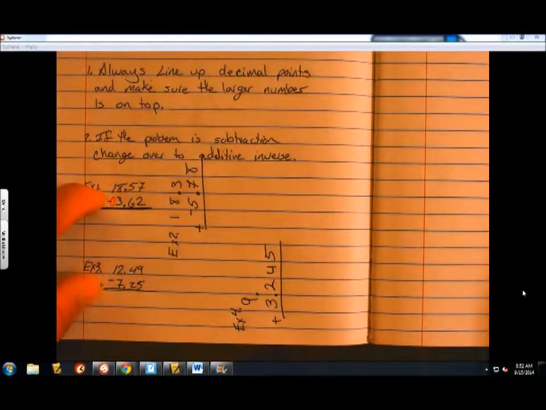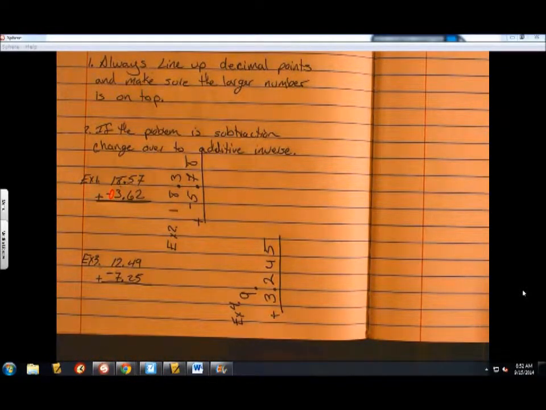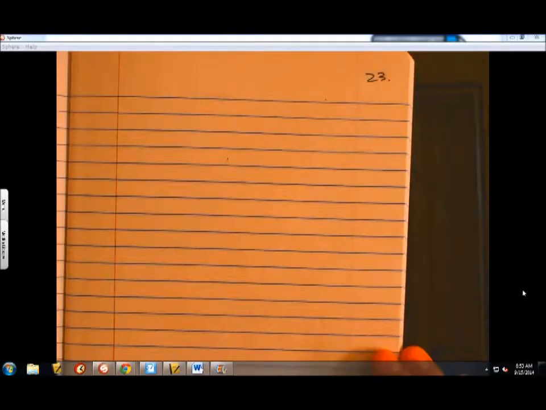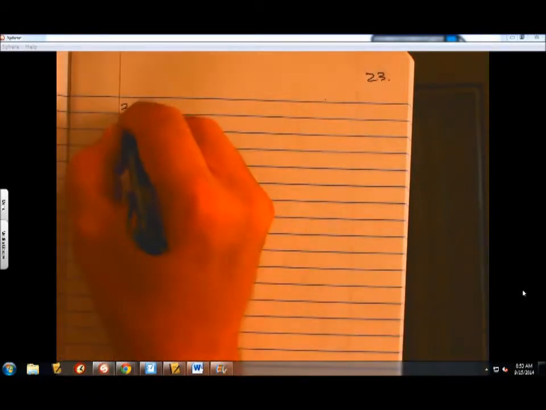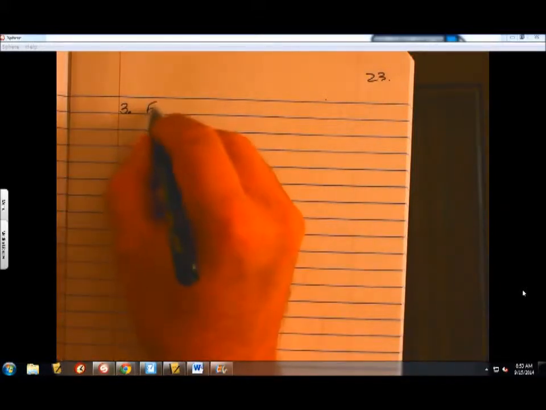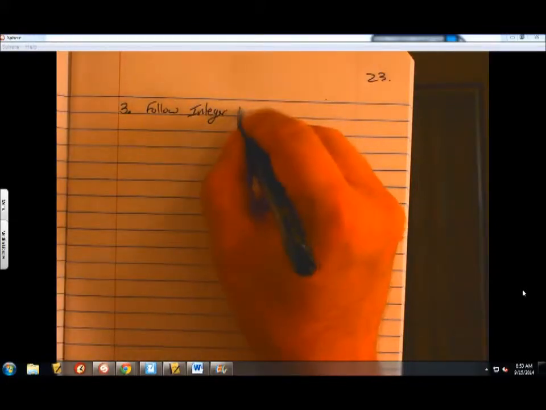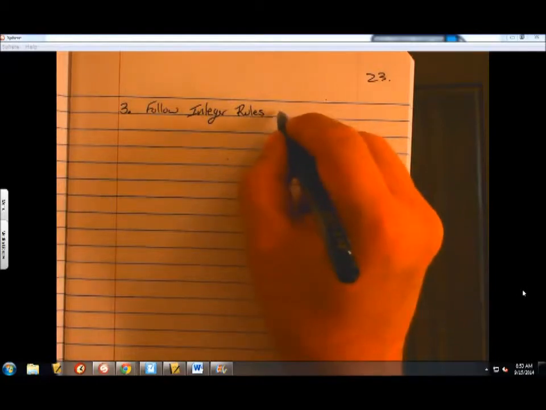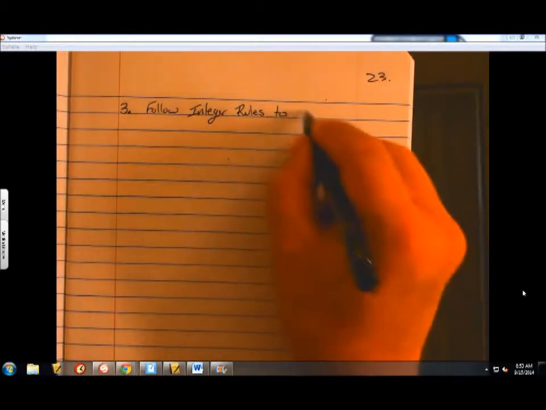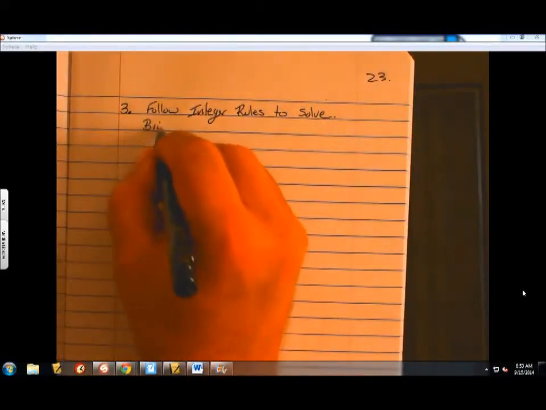All right, now we can move on to example 3. You can see that we have 2 that are set up how we normally do it, and then I got 2 that are turned sideways. So now we can go on and do step number 3, which is going to be our integer rules. Because I told you, now that we're working with negatives and positives, we have to remember the integer rules. So follow integer rules to solve. Also, remember to bring down that decimal point.